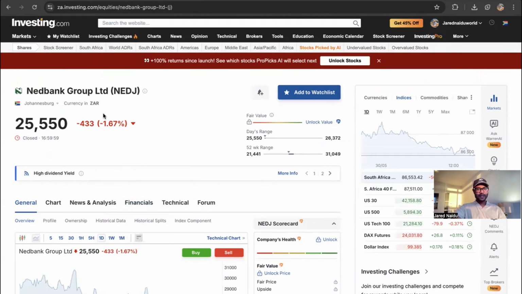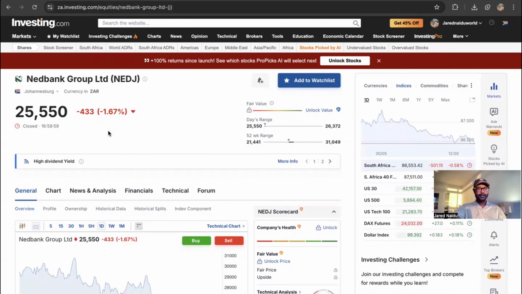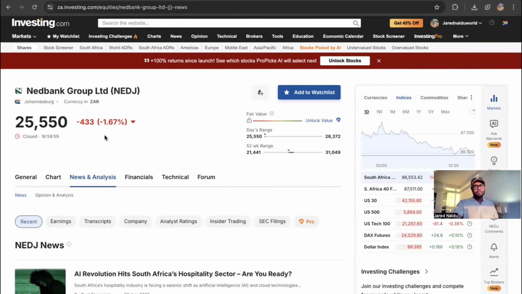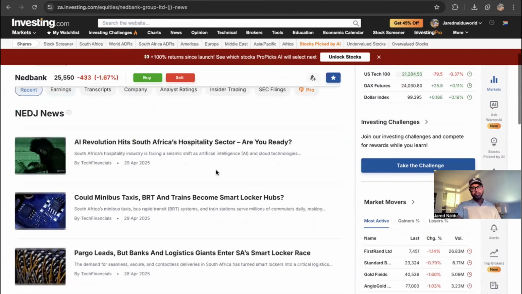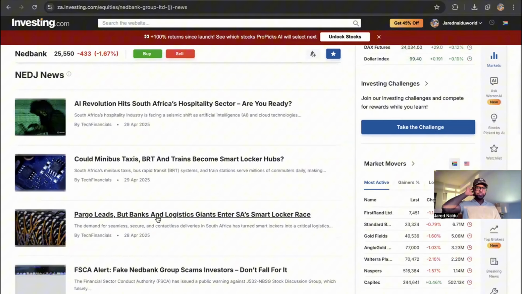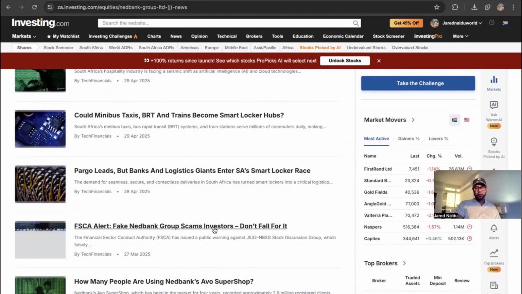So you have NetBank here. It's down today 1.7% basically. If we can look at the news in that, look at what's happening around Air Revolution. It's South African hospitality sector. Are you ready? I think these stories are basically like fake NetBank group scams investors. So look here, seeing things like this will automatically drive the price down.